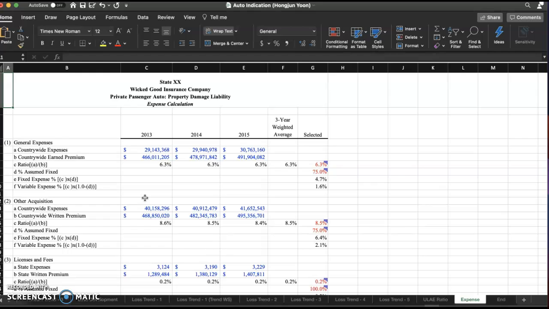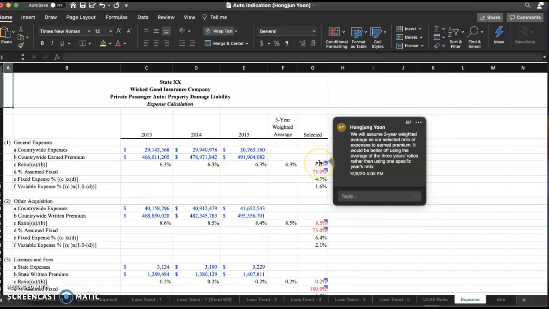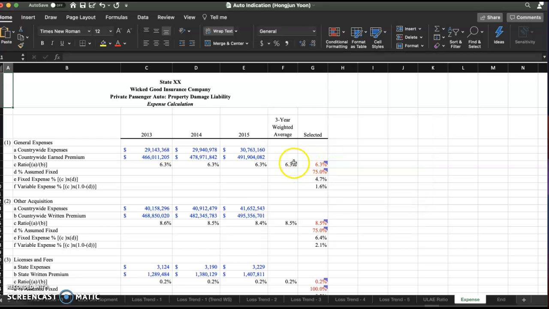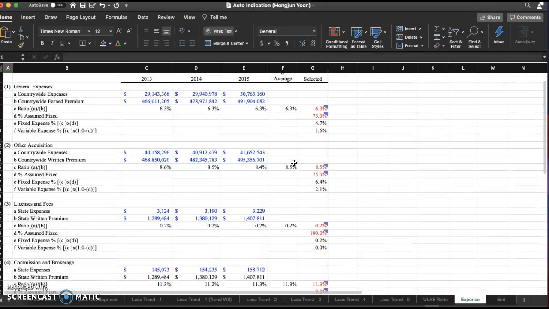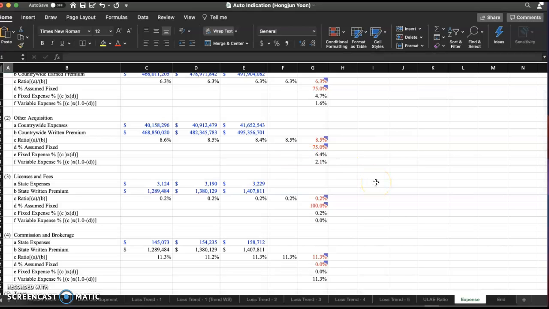Expense derives the fixed and variable expense provisions using the premium-based projection method. So here, we assume 3-year average as our selected expenses. The expenses are categorized into 2, fixed and variable. For example, it is obvious that licenses and fees are fixed expense while commissions and brokerage are variable.